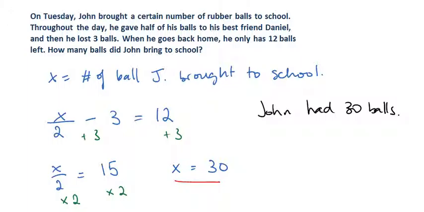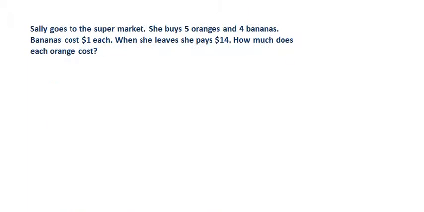Let's try another example. Alright, so here's our second question. Sally goes to the supermarket. She buys 5 oranges and 4 bananas. Bananas cost $1 each. When she leaves, she pays $14. How much does each orange cost? Alright, so before we answer it together, I suggest you pause the video and try solving it yourself, and then we compare our answers.